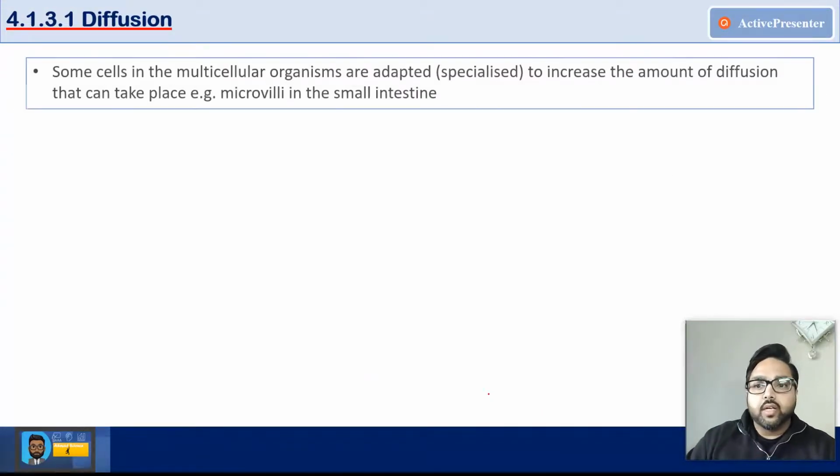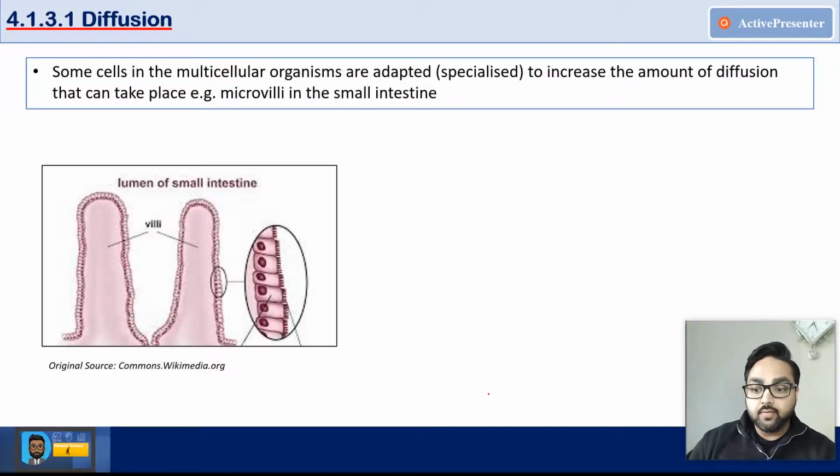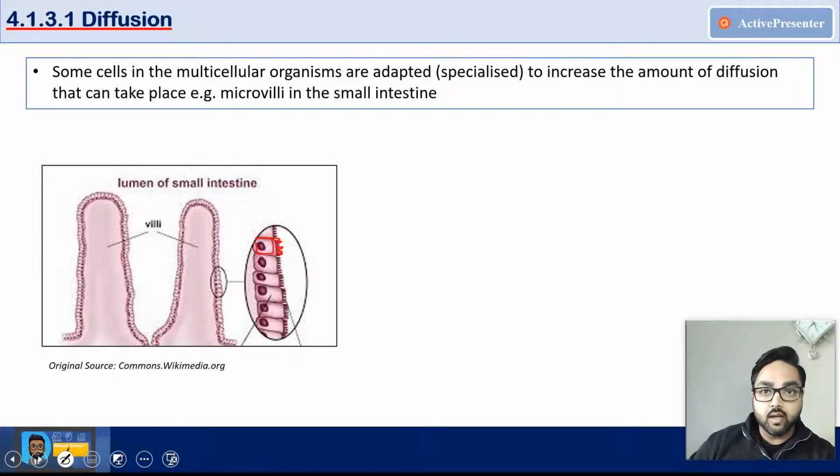Now, why is that useful? Why is that kind of helpful at all in any way, shape or form? Some cells in multicellular organisms are adapted, specialized to increase the amount of diffusion that can take place. For example, microvilli in the small intestine. So if you zoomed in on the small intestine, what you can see is each one of these individual cells have these tiny projections on the surface, and what that does is that increases the surface area that is available for diffusion to take place.